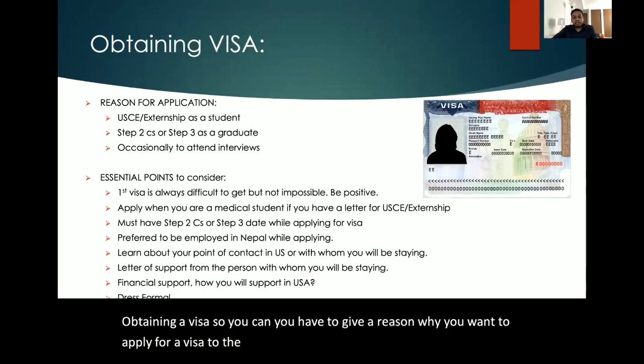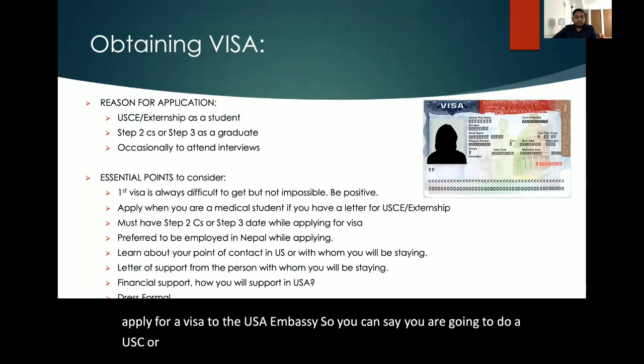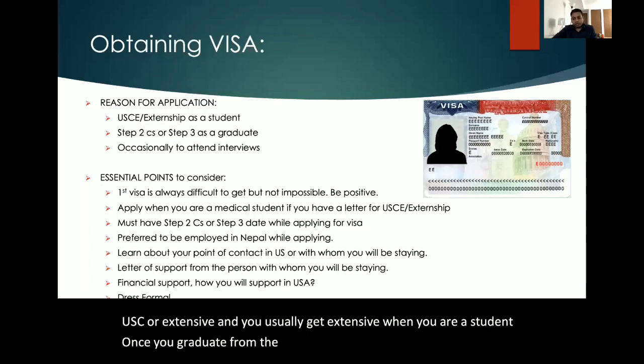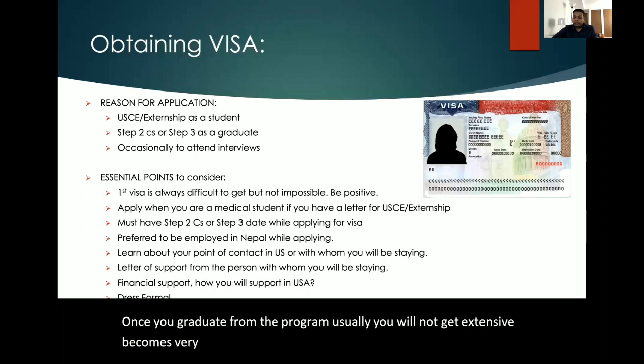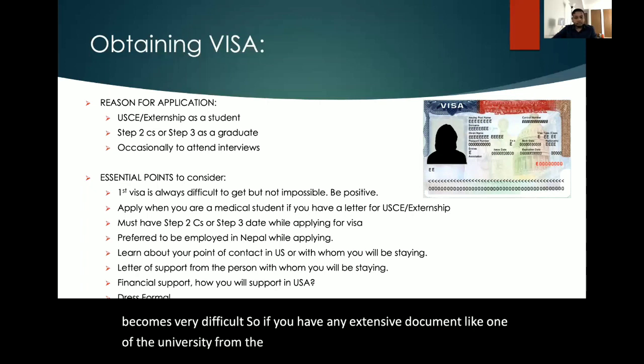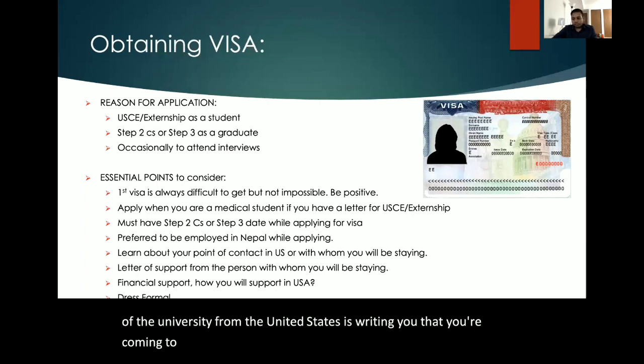So you can say you are going to do a USC or elective, and you usually get an elective when you are a student. Once you graduate from the program, usually you will not get an elective, it becomes very difficult. So if you have any elective document, like one of the universities from the United States writing you that you are coming to the US to do a rotation.